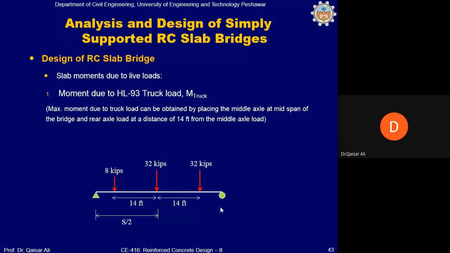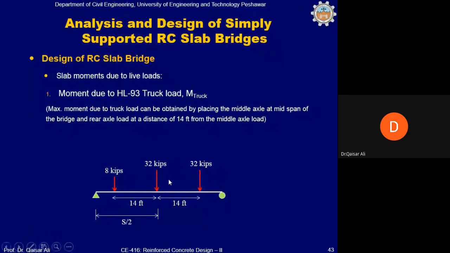The slab moments due to live load will be calculated in this manner. First of all, HL93 truck load will be applied on the line element. If we are doing this using a one-dimensional element, the maximum moment due to truck load can be obtained by placing the middle axle at the mid span of the bridge and the rear axle load at a distance of 14 feet. The middle axle load is shown in this figure.